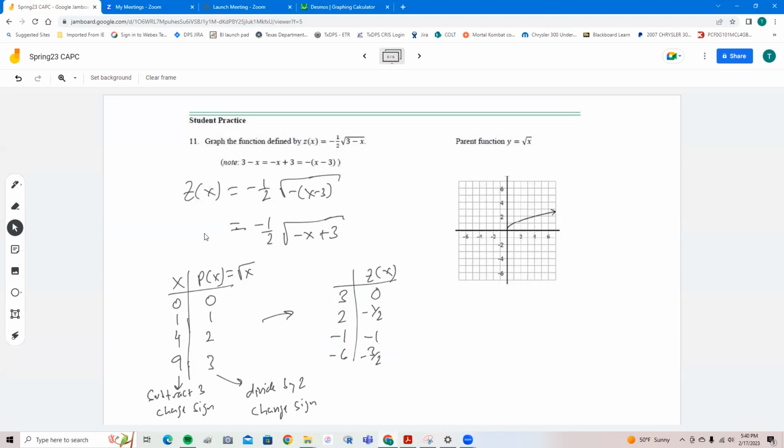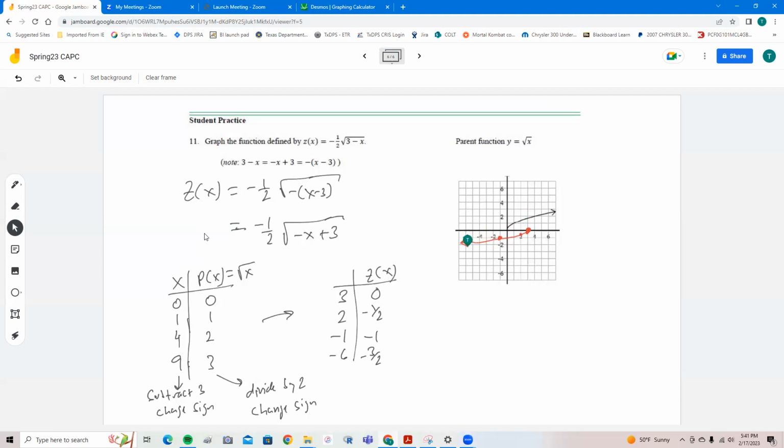So I'm just going to plot those. I'm going to plot these in red so you can kind of see them. So (3, 0) is right here. And (2, -1/2): I'll go over 2, down 1/2. It's right about here. (-1, -1), so that's right here. And then (-6, -3/2). 3/2 is 1.5, so I go over to -6, and then I go down 1.5 right here. And so now I'm connecting my points. It's going to look sort of like this.